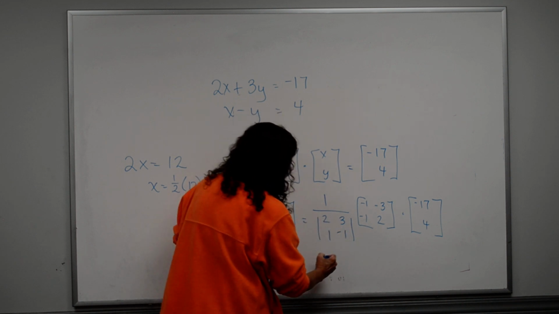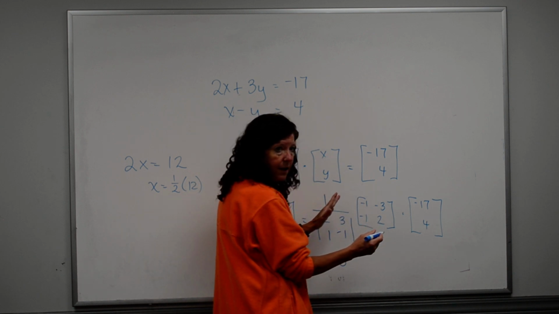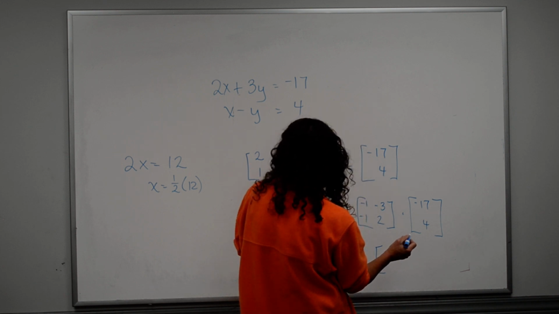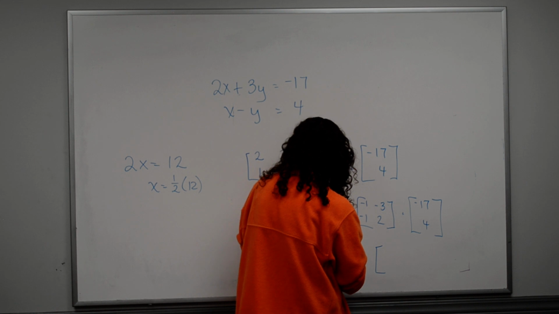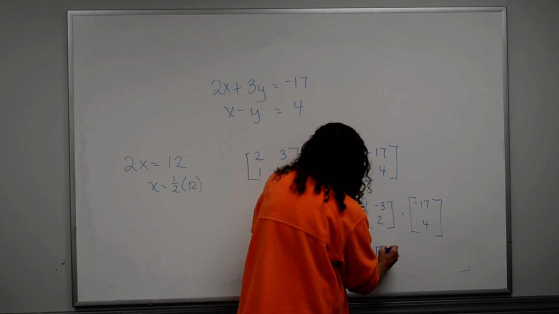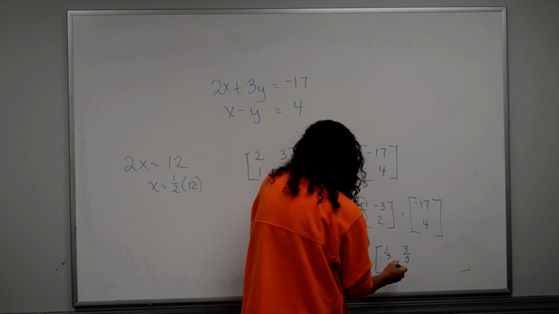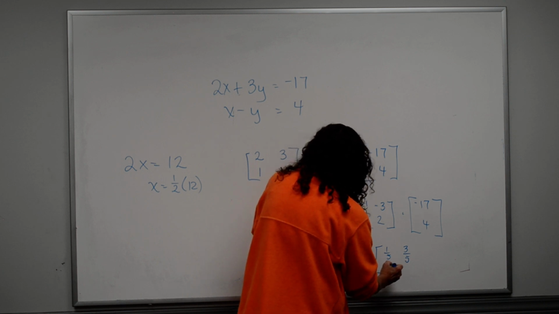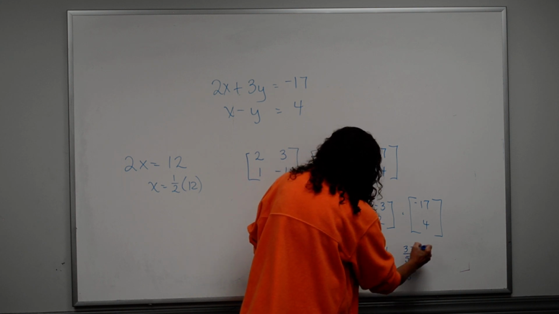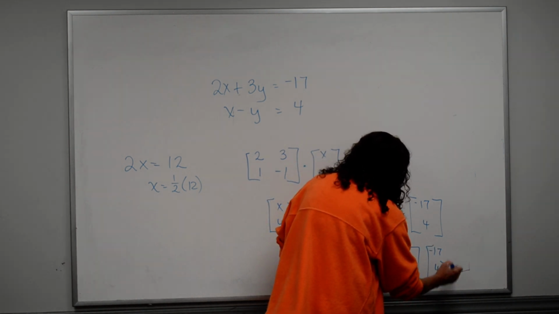Okay, now I'm going to do this first, and then I'll do that. So this is going to be a negative 2 minus 3, so I have negative 1/5. Okay, so I have got, let's see, that's going to be positive 1/5, positive 3/5, positive 1/5, and negative 2/5. That I am multiplying by my negative 17 and my 4.